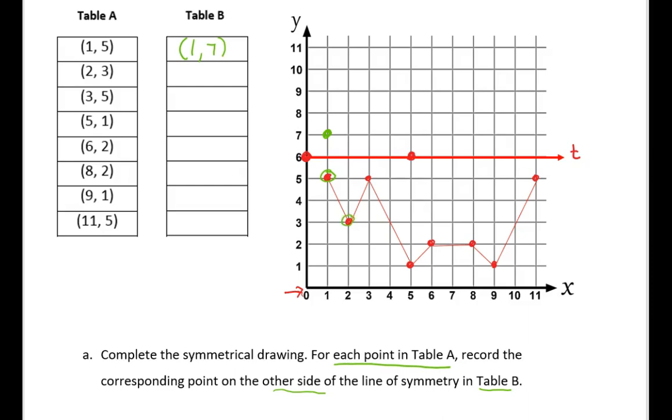For my next point, I am 3 units below line T. So now I'm going to go 3 units above line T. And that ordered pair is (2, 9). For my next point, I'm going over 3, and then I'm 1 unit below line T, so I'll go 1 unit above line T, and that ordered pair is (3, 7). For my next point, if I count, I am 1, 2, 3, 4, 5 units below line T, so I'm going to go 5 units above, put a point, and that ordered pair is (5, 11).